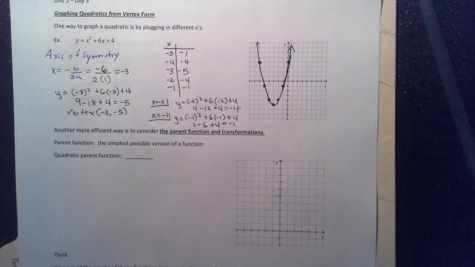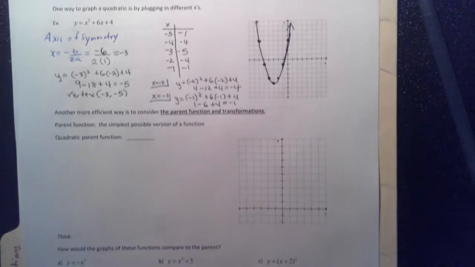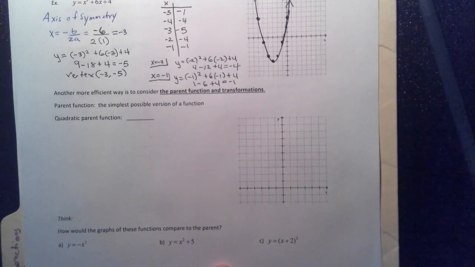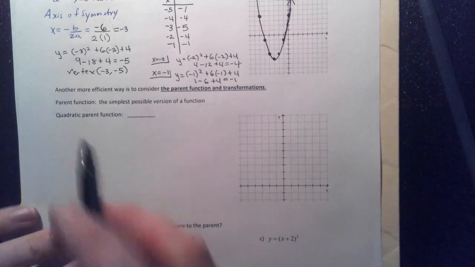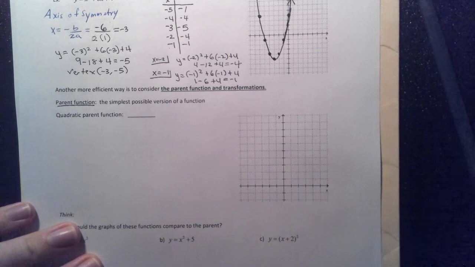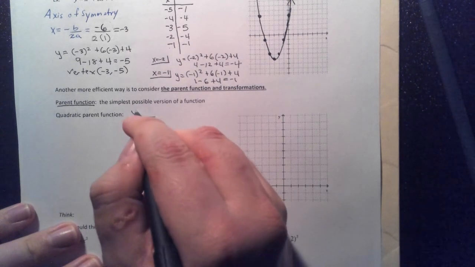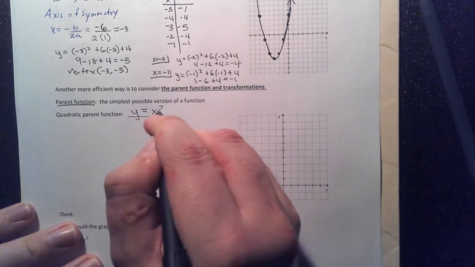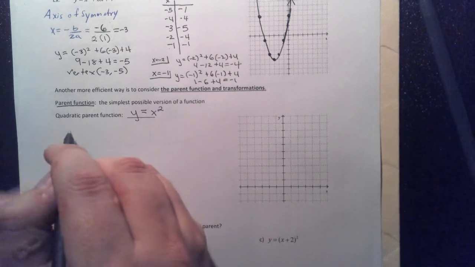Now this is a decent enough way to graph a quadratic, but truth is there's actually a better way to do this. A more efficient way is to consider what is called the parent function and transformations. The parent function for a function family is the simplest possible version of a function. So like for a line, I might have y equals x. And we'll have other parent functions as we talk about more functions throughout the year. The quadratic parent function is the simplest quadratic, which is y equals x squared.